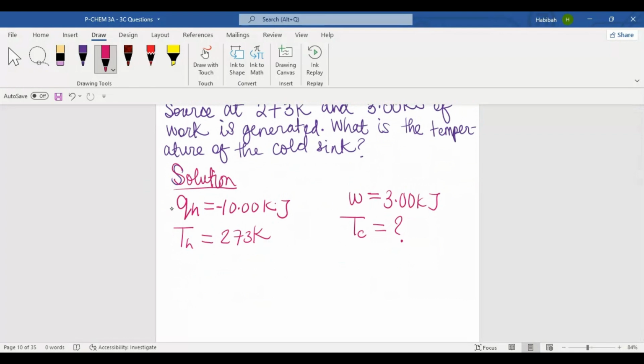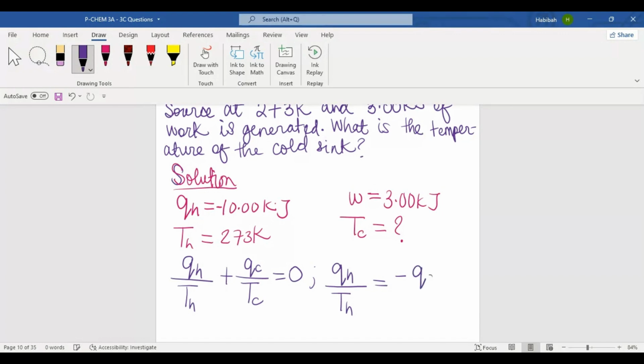Before we do anything, this is the formula we're supposed to use: the heat of the hot source divided by the temperature of the hot source plus the heat of the cold sink divided by the temperature of the cold sink equals 0. Rewriting this formula, we can have it as the heat of the hot source divided by the temperature of the hot source equal to negative the heat of the cold sink divided by the temperature of the cold sink.